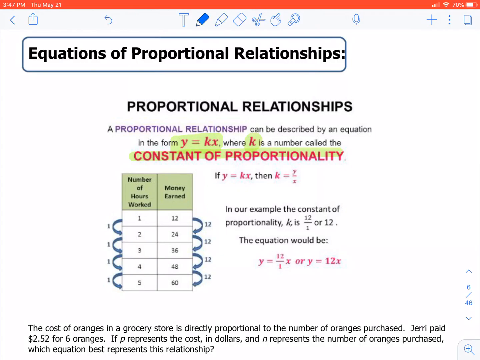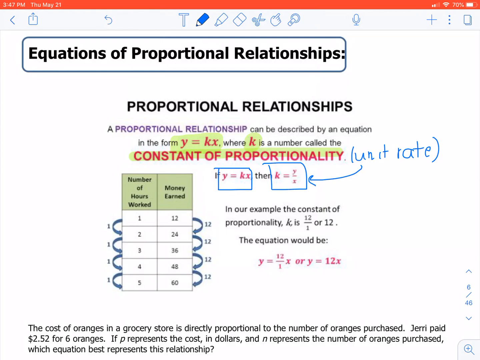Now, that's a big fancy word for unit rate. So basically, K is your unit rate. And that's why we have K equals Y over X. That's what we talked about in the last one. We're going to do Y divided by X to find the unit rate. So here is the equation that we're going to use to set up the equation of our graphs.